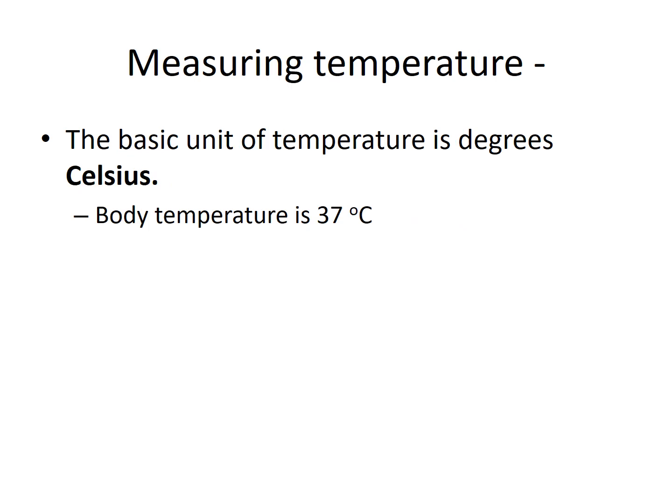When measuring temperature using the metric system, the Celsius scale is used. The Celsius scale is based upon the properties of water. Water freezes at 0 degrees C and boils at 100 degrees C. Body temperature, or 98.6 degrees Fahrenheit, is about equal to 37 degrees C.